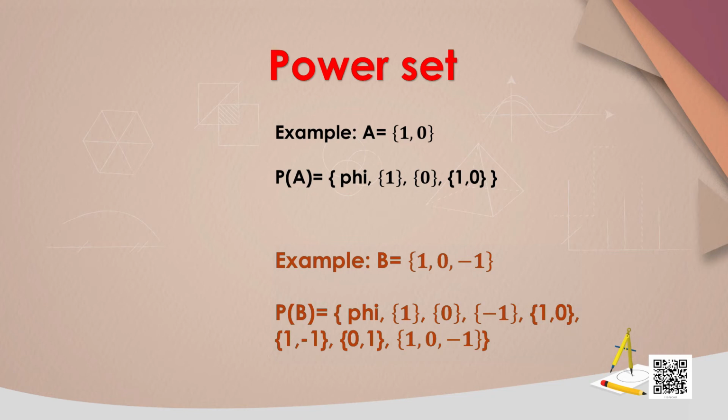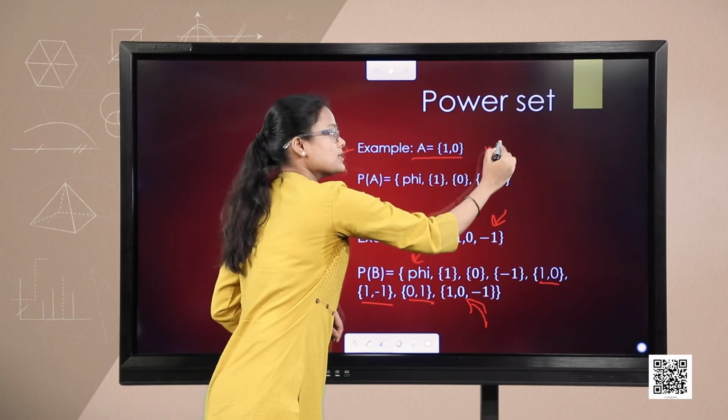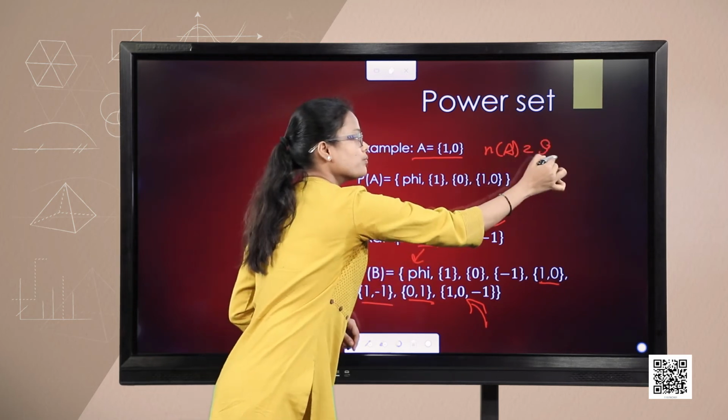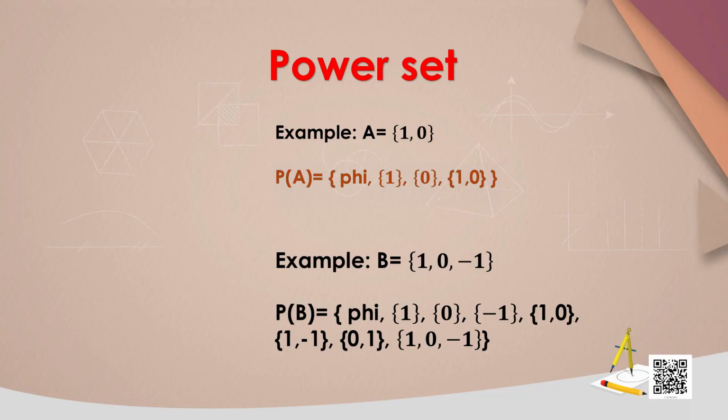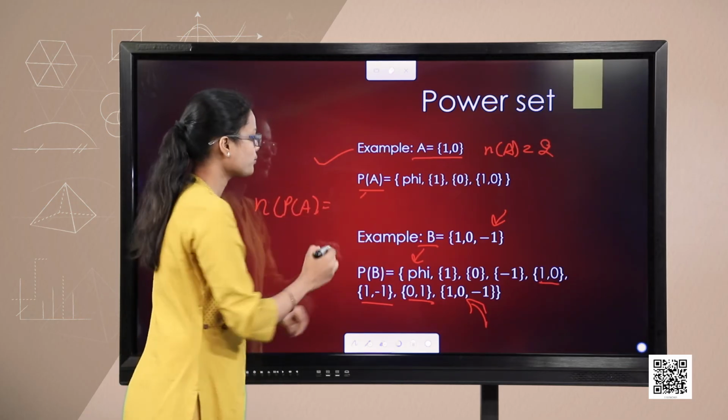So, this set is representing the power set of set B, which has 3 elements 1, 0 and -1. Students, notice that if A has how many elements? 2. Then the number of elements in its power set is how many? You may see, it is 1, 2, 3 and 4.